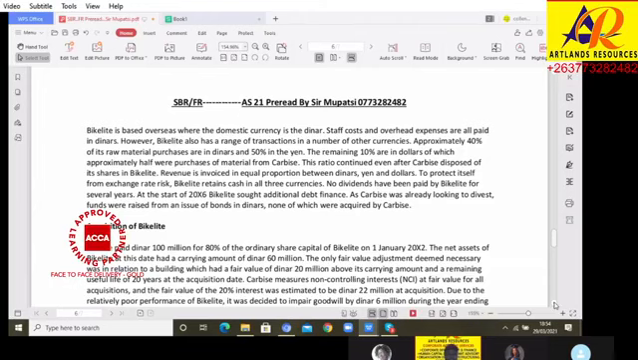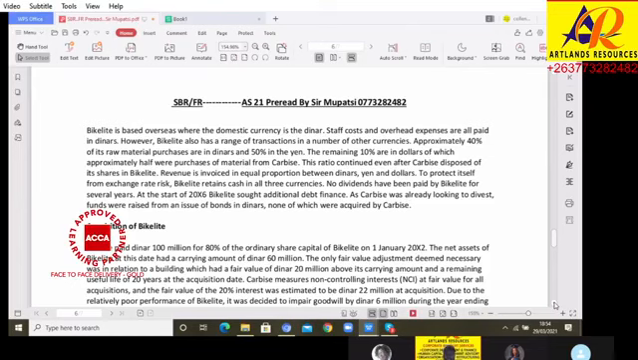Bakelite is based overseas. This is now Bakelite information. It is based overseas where the domestic currency is the dinar. Staff costs and overhead expenses are all paid in dinars. However, Bakelite has a range of transactions in a number of other currencies. Approximately 40% of its raw material purchases are in dinars and 50% in yen.